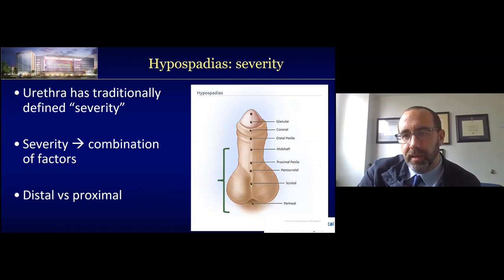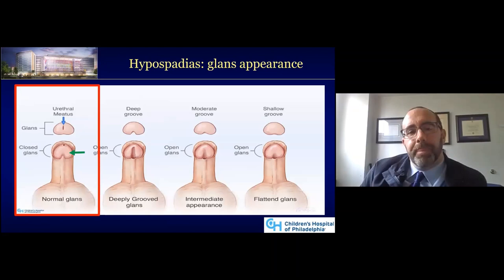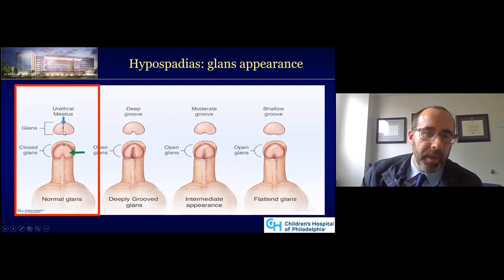So, the glans appearance. Another illustration here: on the far left, in this red box, is the urethral meatus. I think this is rocket science for anybody, but the urethral meatus is supposed to be in the dead center of the glans. You see this green arrow here showing where the glans fusion is. For the purpose of this illustration we don't have the foreskin on the front, but obviously otherwise the foreskin would be intact.